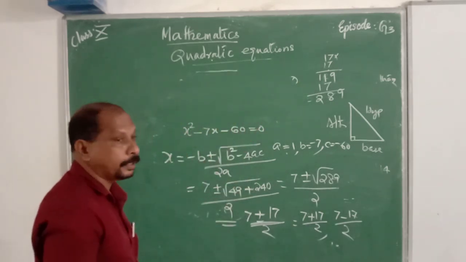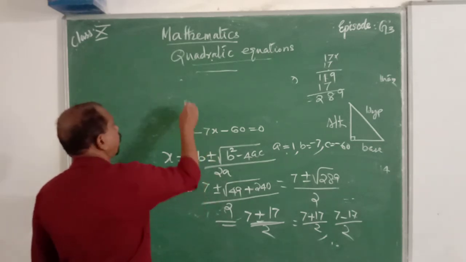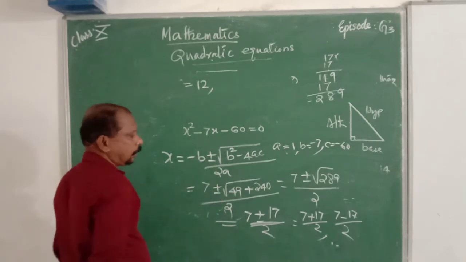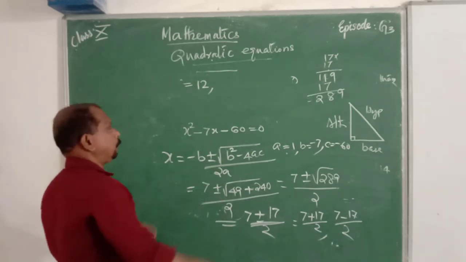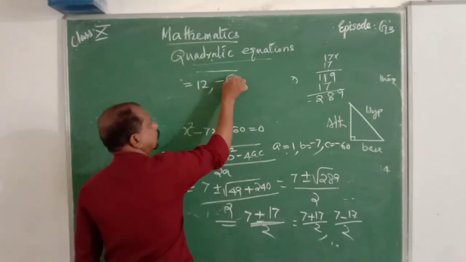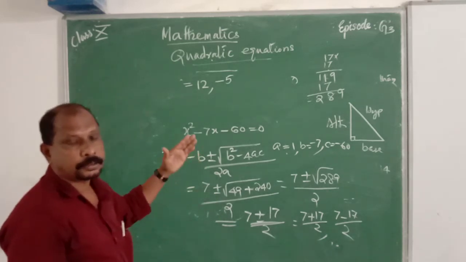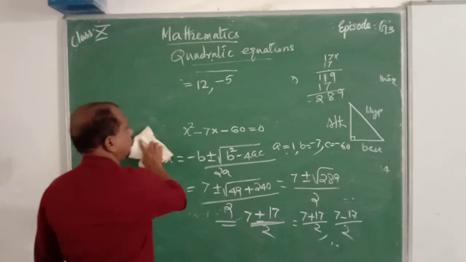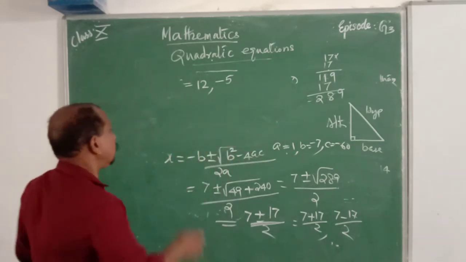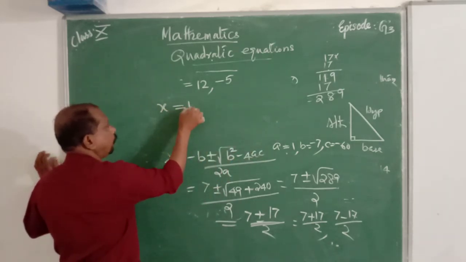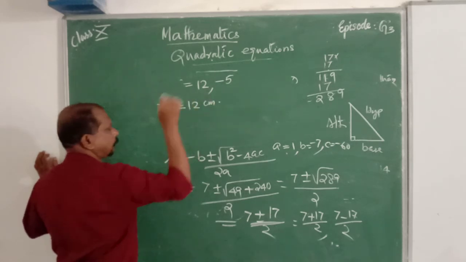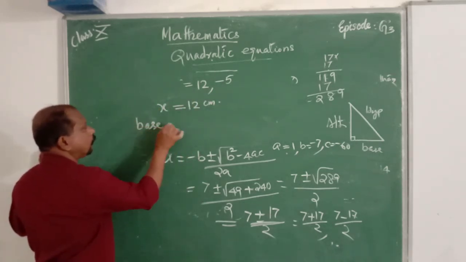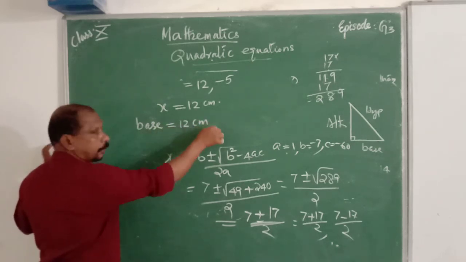7 plus 17 is 24 by 2. That is equal to 12. 7 minus 17 is minus 10. Minus 10 by 2 is minus 5. But the side is always positive. Therefore, x is 12. Therefore, x is equal to 12 centimeter. Then base is equal to 12 centimeter.